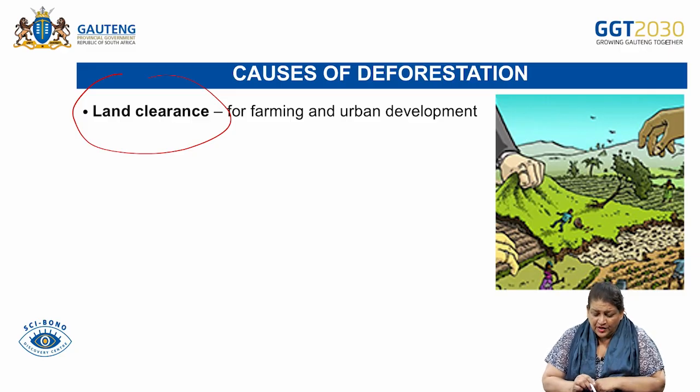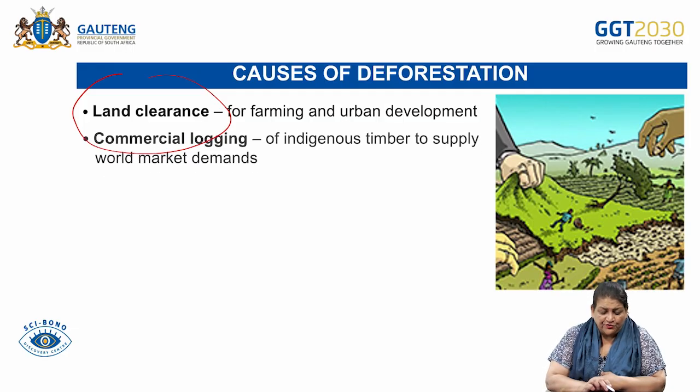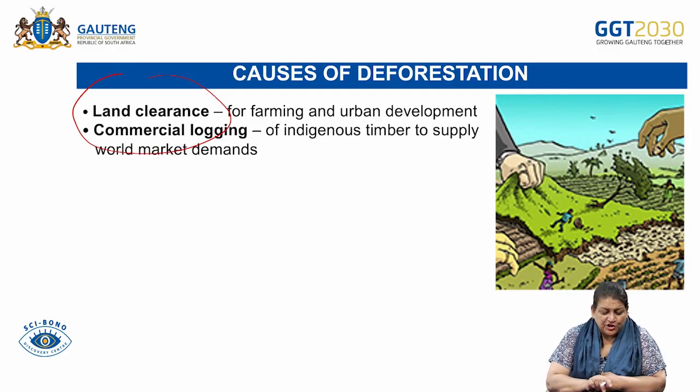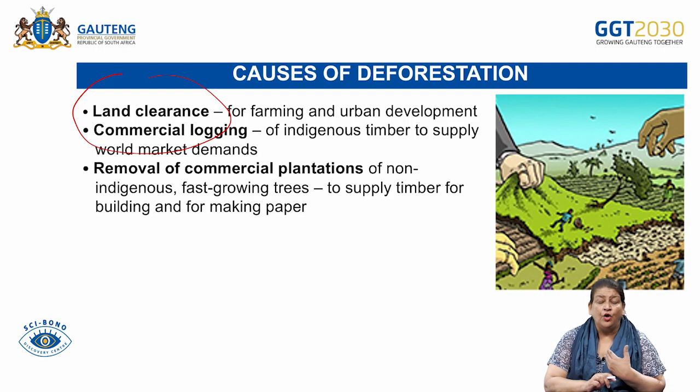But now, can you see how humans are snatching the forests because of building more factories, textiles? We need plants to form dyes for material. We also get rubber plants to make tires. So for land clearance, for farming, for urban development, commercial logging, that means you want to plant a whole lot of pine trees for your timber. Then you're removing your commercial plantations for fast-growing trees for supplying timber and for making paper.